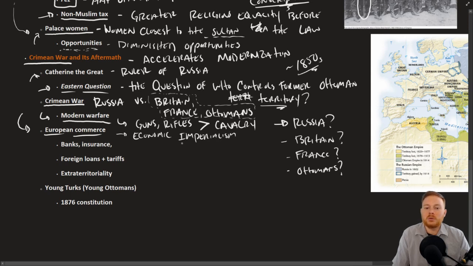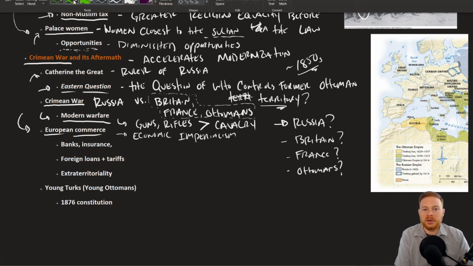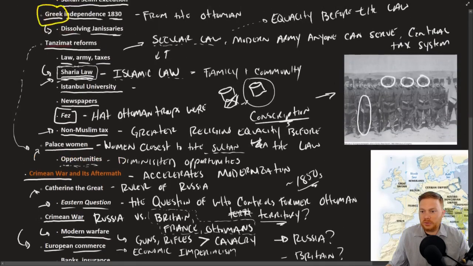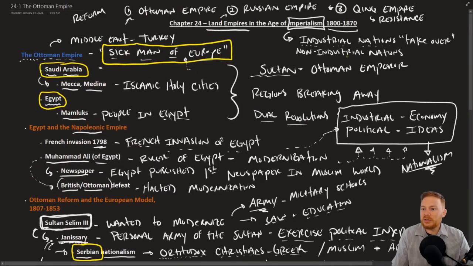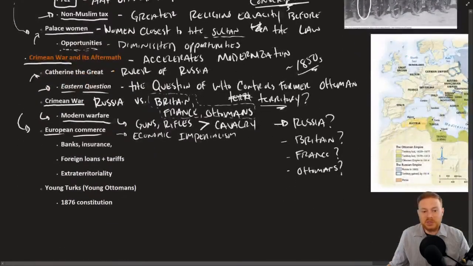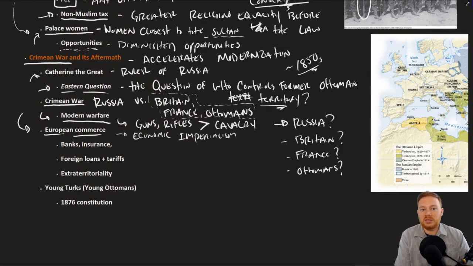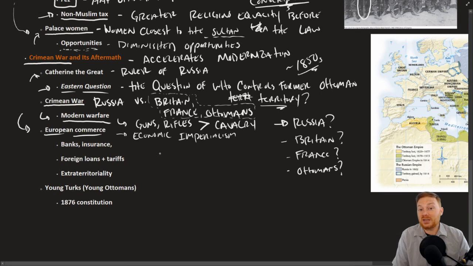That is, even though the Ottomans existed politically, in the aftermath of the Crimean War, the British and the French really could take advantage of the Ottoman Empire economically, right? So if we scroll up, if we think about imperialism as being when industrial nations, quote unquote, take over non-industrial nations, well, economically speaking, for the most part, the British and the French are going to economically take over the Ottoman Empire. Banks and insurance are created in the Ottoman Empire.